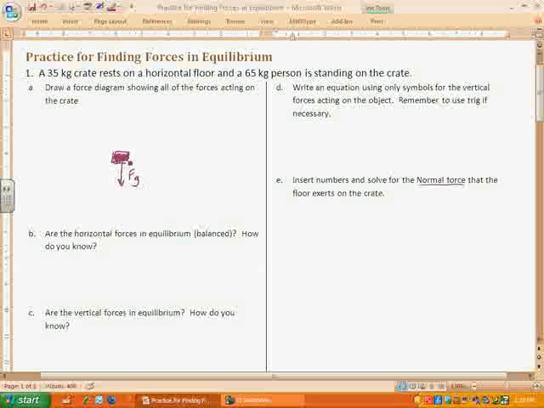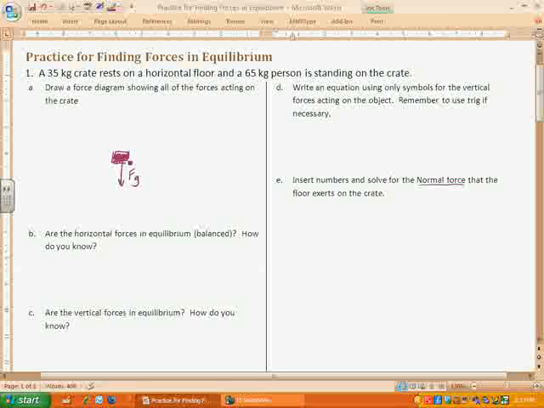Now we look at contact forces. Contact forces are tension, if there's a cable or rope, which in this case there isn't. Friction, if the object is sliding or trying to slide. In this case it's just sitting there, so no, it's not trying to slide. And third, normal forces. Normal forces are anything else that's contacting the crate.